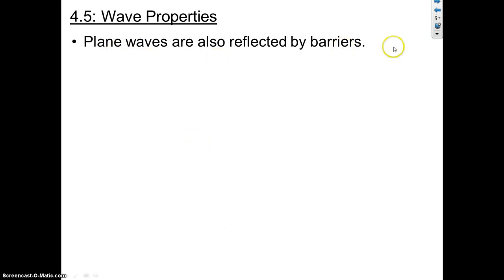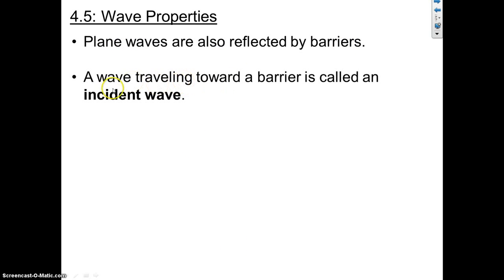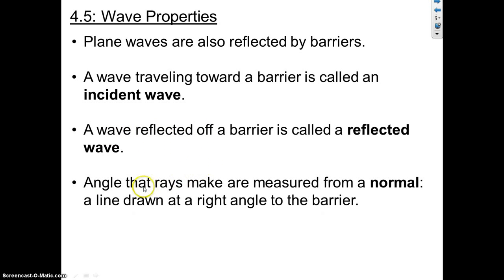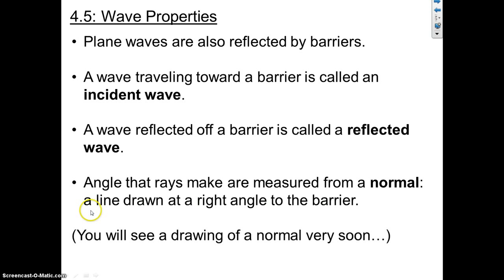Plane waves are reflected by barriers, and a wave that travels towards the barrier has a special name. It's called an incident wave because it's coming toward the barrier. After it's reflected off, we call it the reflected wave. Angles that the rays make are always measured from a normal. A normal is simply a line drawn at a right angle to the barrier.